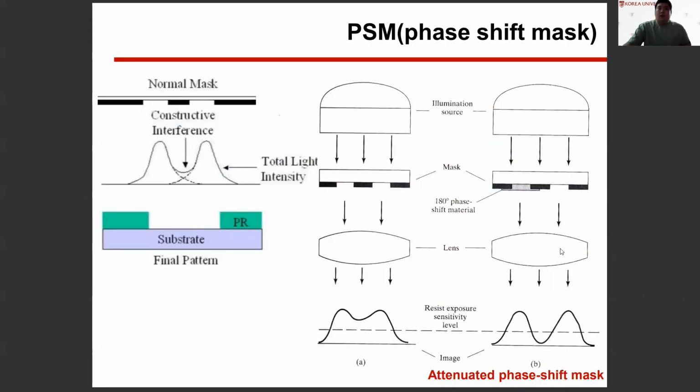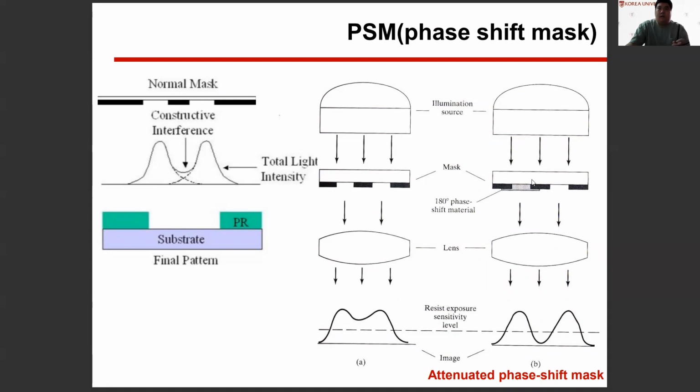Moreover, for this dense pattern, if the light goes through the pattern, the light tends to scatter. In the center of this pattern, the unwanted exposure can destroy the pattern.